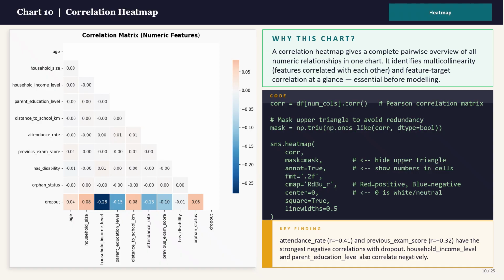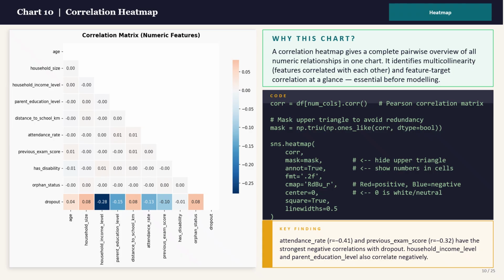So what we did was we first used the correlation heat map. So why did we use a correlation heat map? The correlation heat map gives a complete pairwise overview of all numeric relationships in one chart. So it identifies multi-collinearity, that is features that are correlated with one another, and feature target correlation at a glance, and it is very essential for modeling.